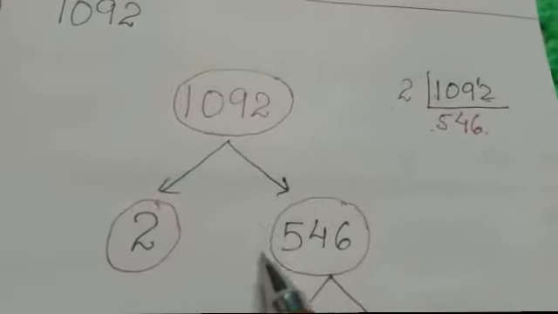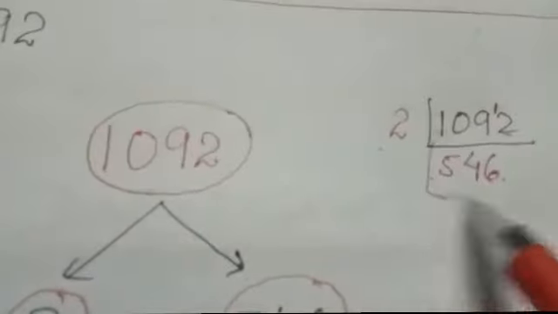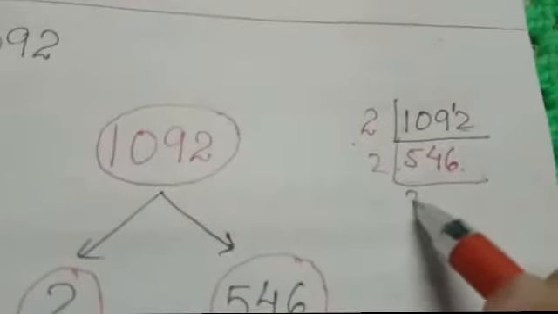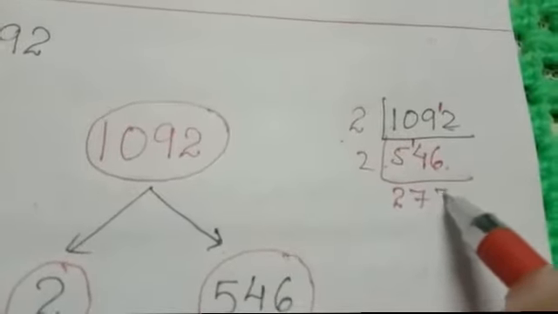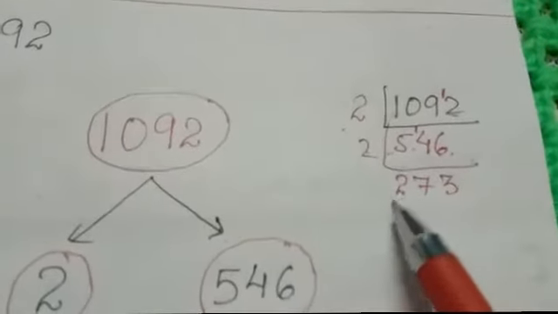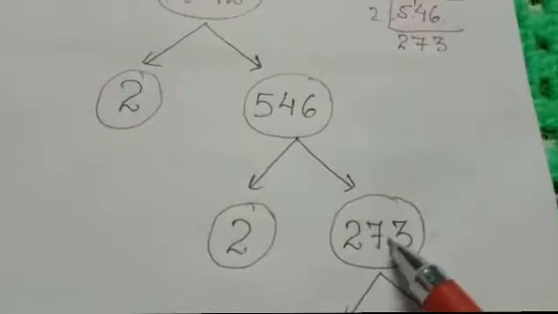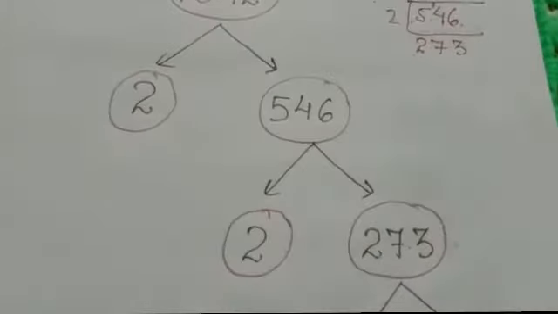Now again we have to find the factor of 546. Even number, again we can divide by 2. 2 2s are 4. 2 7s are 14, 2 3s are 6. So 546 is 2 into 273. 2 is a prime number, so it will stop here only.